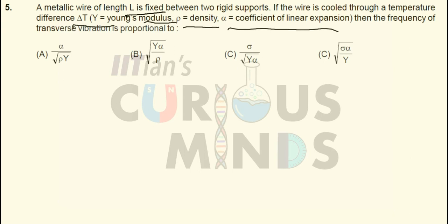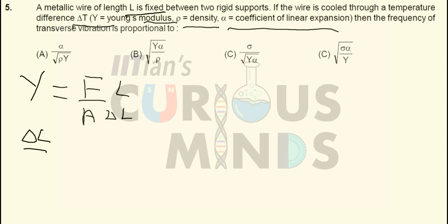First of all, understand that if I consider a wire having the original length L, Young's modulus Y, and it is expanded by a certain amount, then by using Young's modulus, Y will be equal to F by A divided by delta L by L. So delta L by capital L, that is the strain, will be equal to F divided by A into Y. Let this be equation number 1.